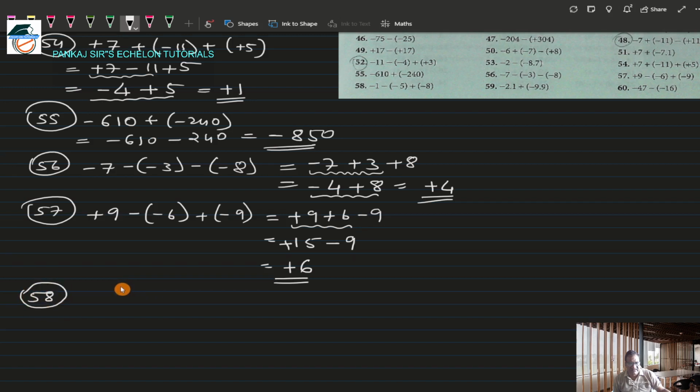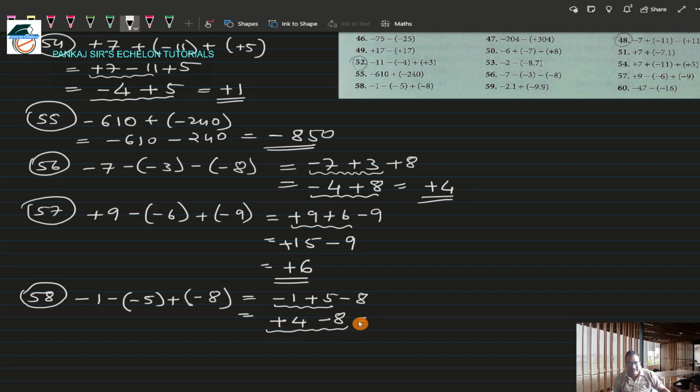58. 58 is a minus 1 and a minus in bracket, again a minus 5, and then plus in bracket, again a minus 8. Fine. So first I'll remove the bracket to make it minus 1 plus 5 minus 8. Now these two first I'm going to work out. Minus 1 plus 5 will be how much? Now these are directed numbers with opposite sign, so I'll take plus, the sign of the bigger one, and then the smaller number I'll subtract from the bigger. So 5 minus 1 will work out to plus 4, and then I have minus 8.